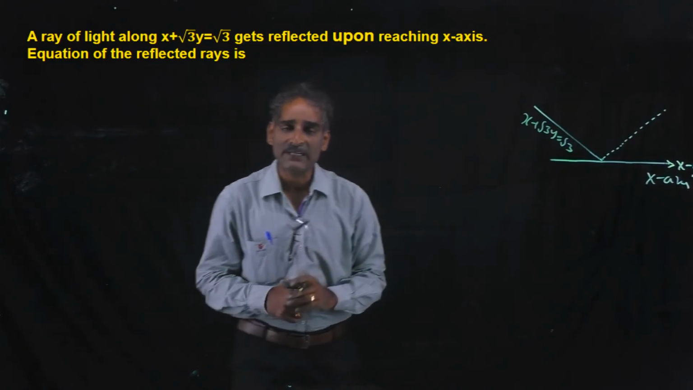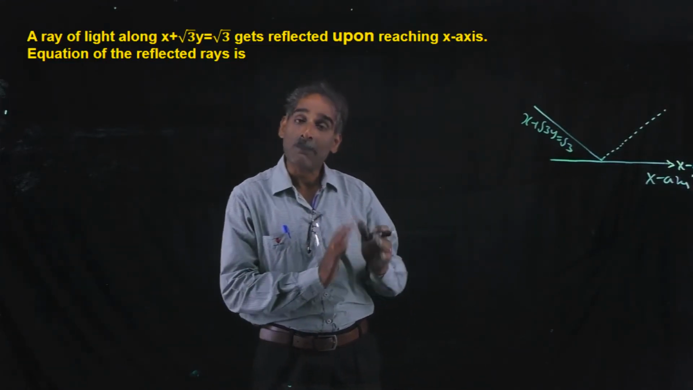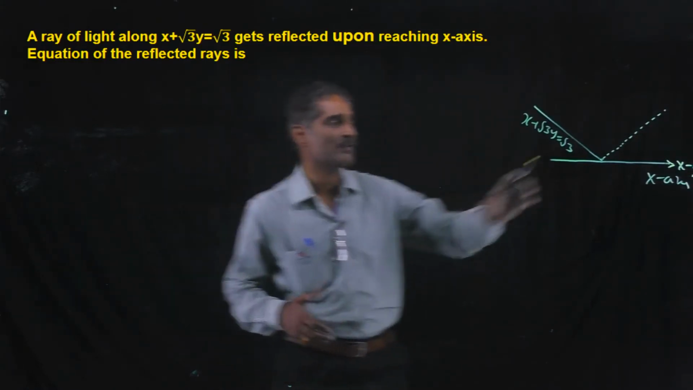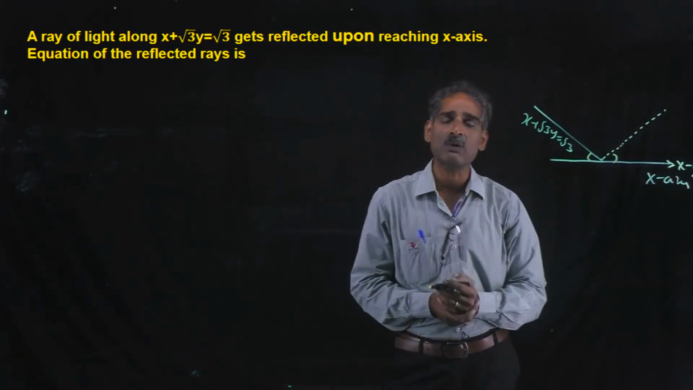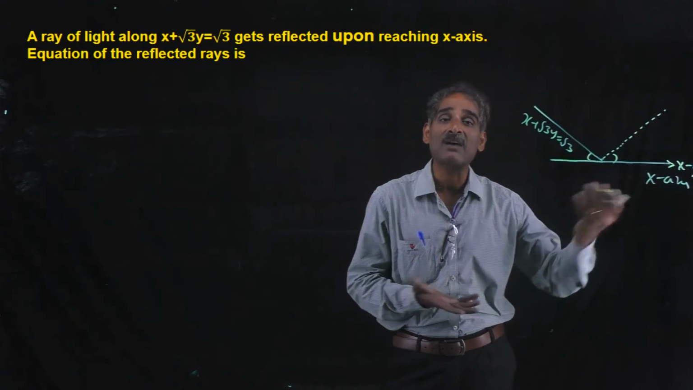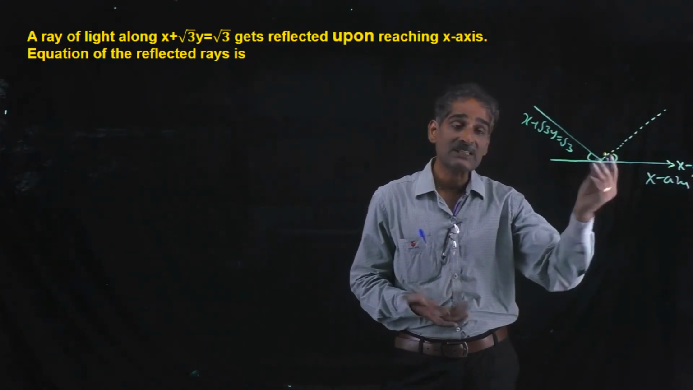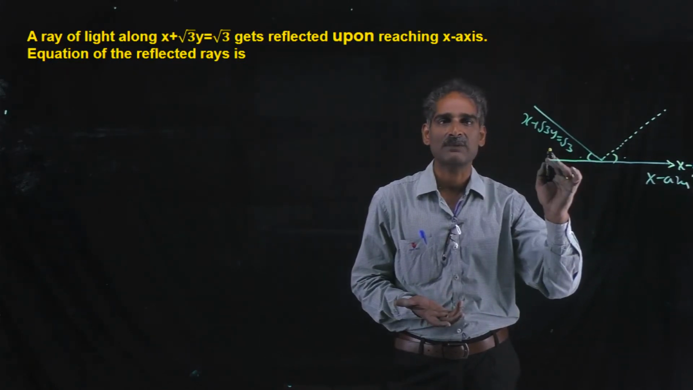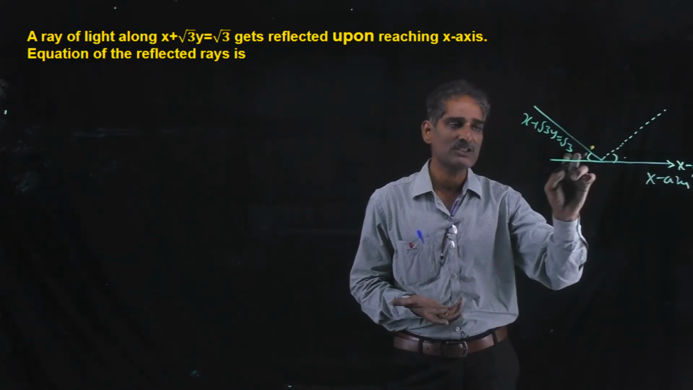A ray of light along x plus root 3 y equal to root 3 gets reflected upon the x-axis. So the equation of the reflected ray is what? We want to find the equation of this line. We know that these two angles are equal. Angle of incident ray is equal to angle of reflected ray. These two are equal, but the directions are different. If it is theta, this is minus theta, like that. Understand? This is 30, this is minus 30.